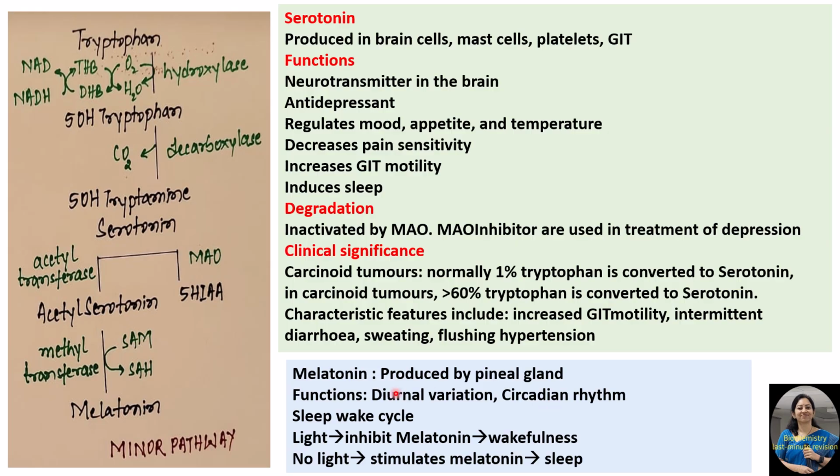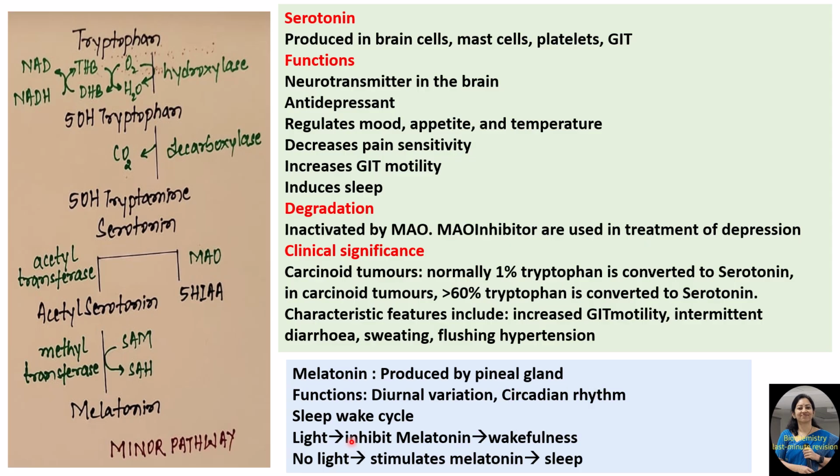Now there is a difference between diurnal variation and circadian rhythm. Diurnal variation is under the influence of environmental factors, but circadian rhythm operates even in the absence of environmental factors. A good example is the release of hormones. Some hormones are released in the morning and some are released in the evening, and maintenance of body temperature all follow these two pathways, either the diurnal variation or the circadian rhythm.